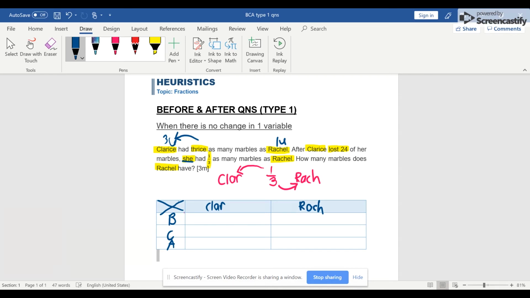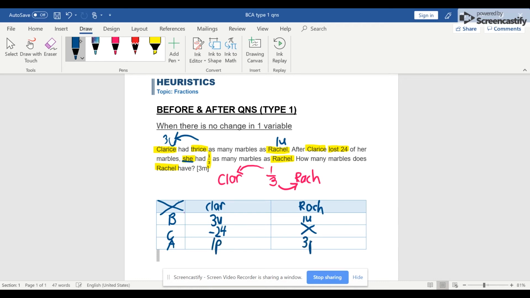So look at the first sentence of the question again. Clarice has 2 units, Rachel has 1 unit. So I'm going to write that down. Pretty simple. And then Clarice lost 24, but remember Rachel did not lose at all. So this is a cross because she didn't lose anything. Then I continue the sentence, she had 1/3 as many marbles as Rachel. So this is trying to tell us that Clarice has 1 part and Rachel has 3 parts, yeah?